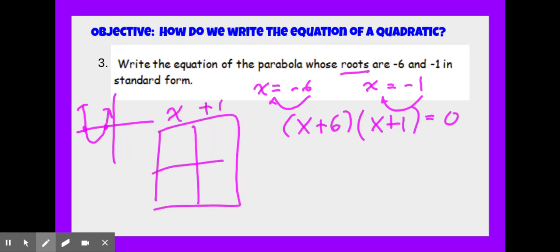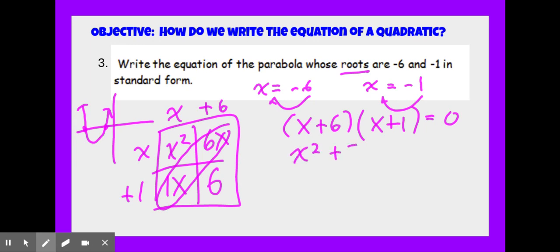So we get x plus 6 up here, x plus 1 over here. Get x squared when you fill in the box. X times 6 is 6x. X times 1 is 1x. And 1 times 6 is 6. When you combine your like terms, you get 7x. So you get x squared plus 7x plus 6 equals 0.